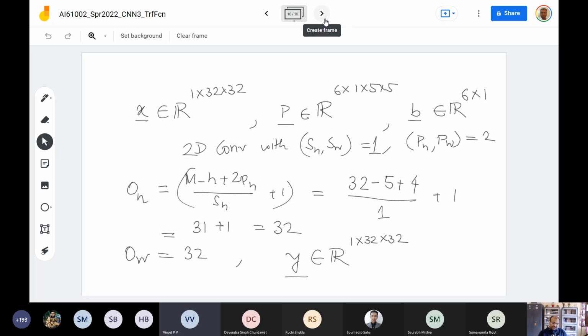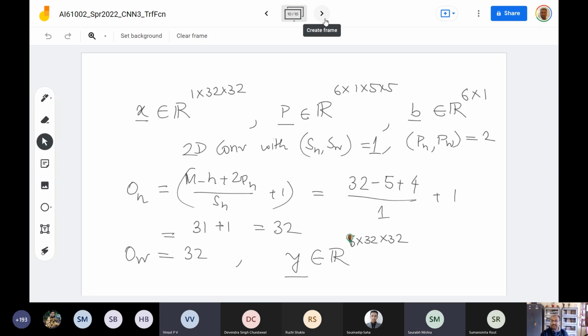Now, essentially, I managed to bring my Y to the same size as my input. But although it is the same size as my input, that does not necessarily mean that I have my boundaries completely covered. So 6 cross 32, shouldn't it be 6 cross 32 cross 32? This will be 6 cross 32. Yes.